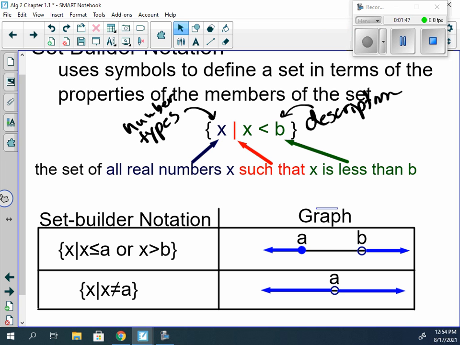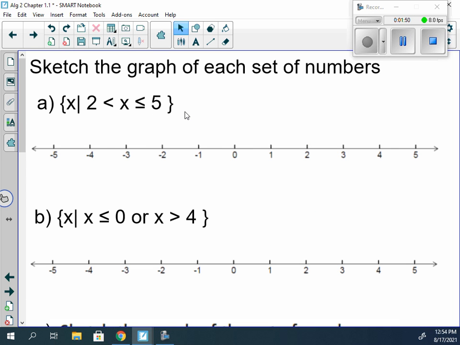Now, before we delve too far into that, we're going to utilize it doing graphing. Graphing inequalities on a number line is going to be the first thing that we're going to do. So when we look at this here, the first one we're going to have is A. For all values of x, or all real numbers x, such that 2 is less than x is less than or equal to 5. So really we're just graphing the inequality 2 is less than x is less than or equal to 5.